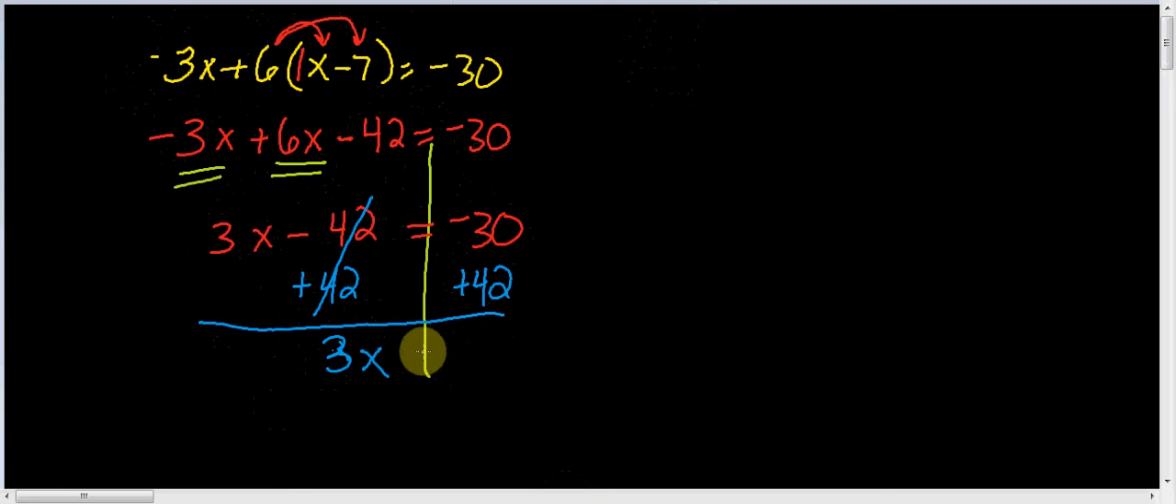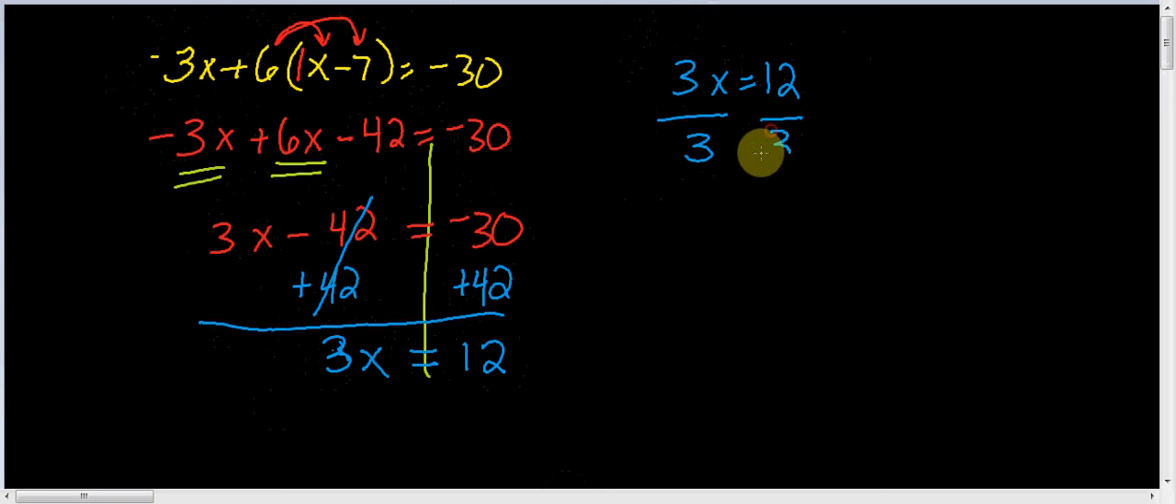So I'm left with 3x, and that is equal to negative 30 plus 42, which is 12. Alright, I'm going to write this up here. So 3x is equal to 12, and I have one last step, which is to divide by 3. That becomes 1 over 1, so I have 1x is equal to 4.